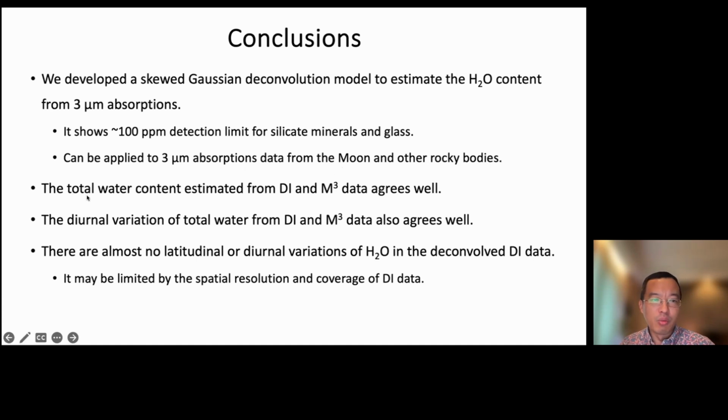And the water estimated from DI and M-cube agrees well, and the diurnal variation from the two datasets also agrees well. This is not very conclusive, so we think there's no latitude, or almost no latitude or diurnal variation of H2O in the DI data, but this is limited by the spatial resolution and coverage of DI data, so we need more observations. That's it. Thank you very much.